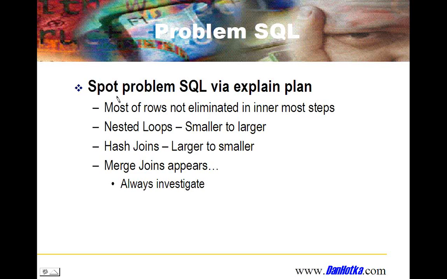Hash joins should go smaller to larger, and if they happen to go larger to smaller, they're not as efficient. There will be a performance issue with either of these if a nested loop goes smaller to larger or a hash join goes larger to smaller. Merge join, if a merge join appears, I always investigate, because I have had good luck using the USE_NL hint, use nested loop. Put that hint in to get it to do a nested loop. I've had really good performance gains changing merge joins to nested loops.